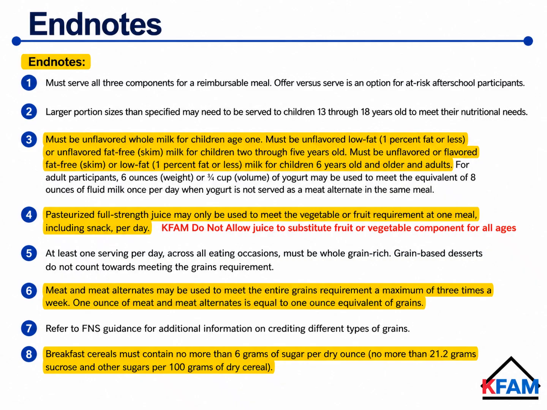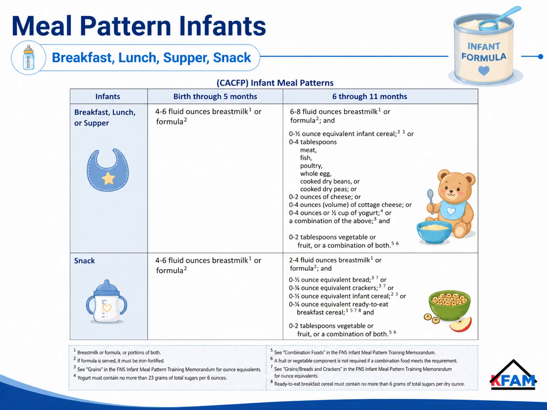Number 8. Breakfast cereals must contain no more than 6 grams of sugar per dry ounce, or no more than 21.2 grams of sugar per 100 grams of dry cereal. This slide explains the CCFP infant meal patterns for breakfast, lunch, supper, and snack. For infants from birth through 5 months, breakfast, lunch, supper, and snack meals must include 4 to 6 fluid ounces of breast milk or iron-fortified formula.